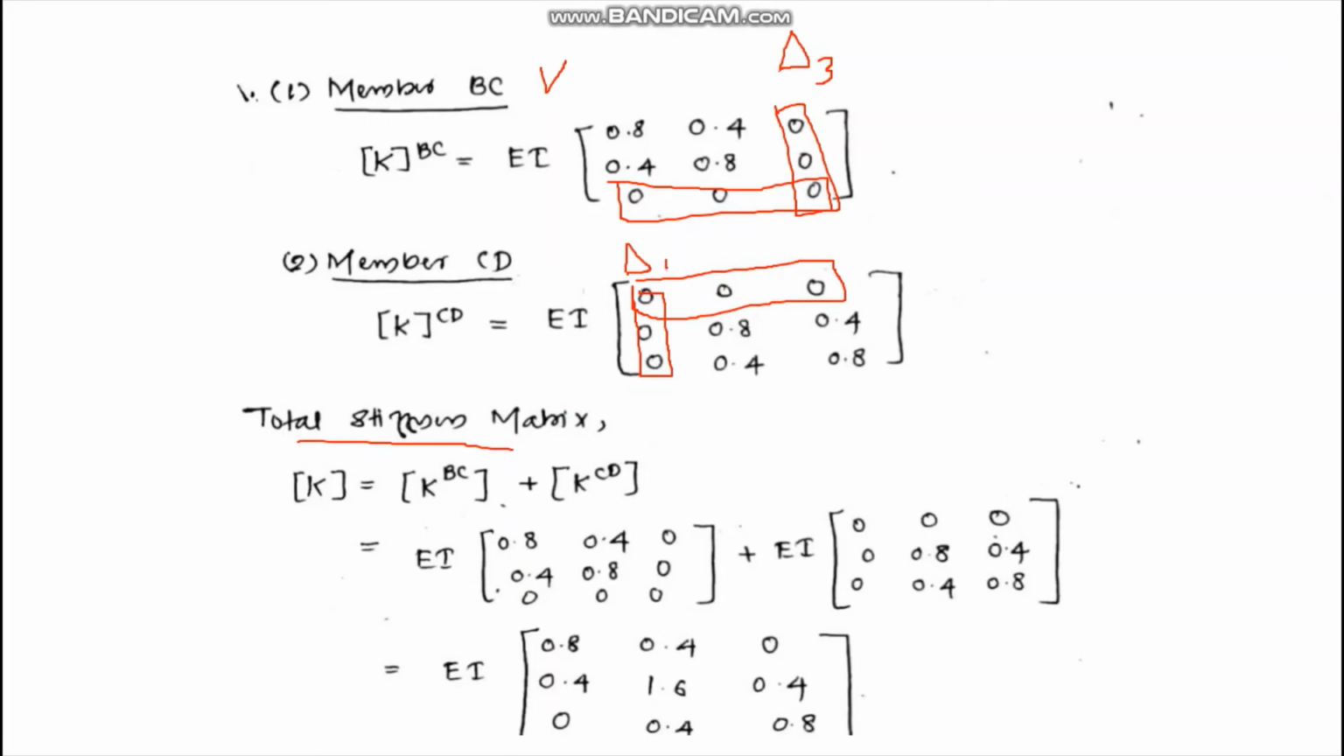This is easy, since we have to add the values KBC and KCD to form the total stiffness matrix. Adding up these values, we'll get the total stiffness matrix. Thus, the matrix can be developed.